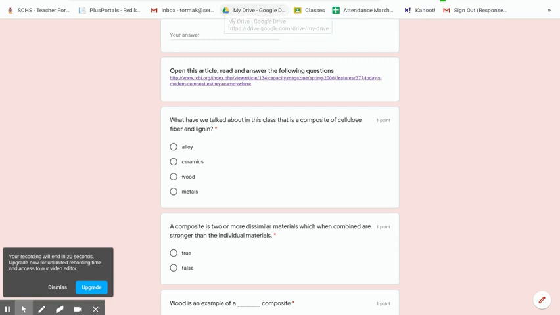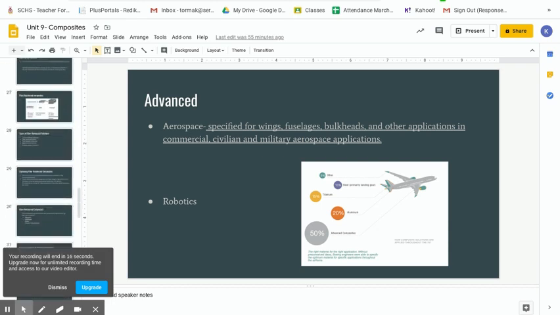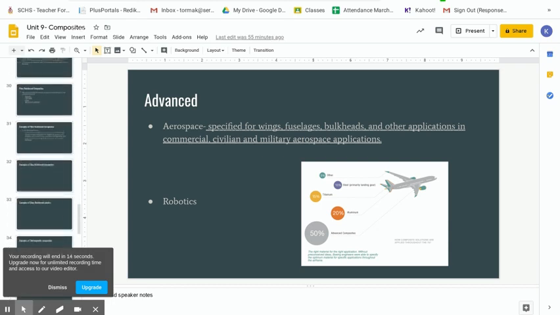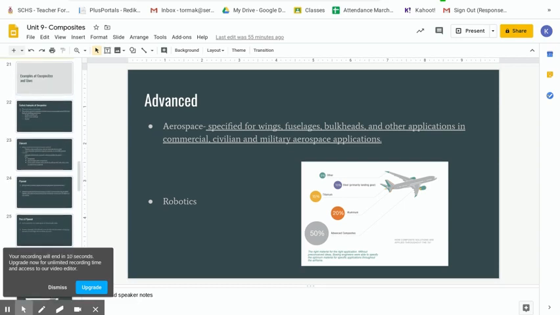The next class, we will move on to different specific examples of composites. So, like I said today, concrete, we will go into concrete and what it is made of, and other examples also.